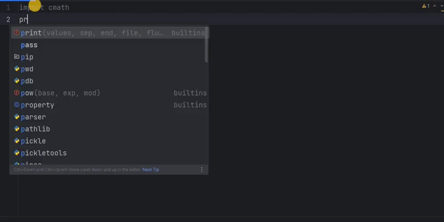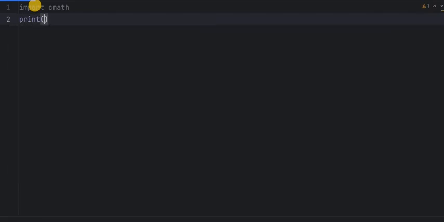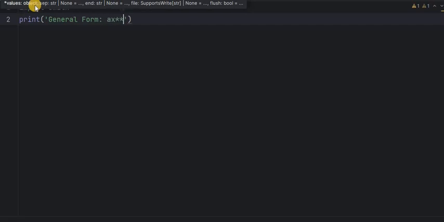The next thing is for us to represent the general form of every quadratic equation. So we have print, then we have general. This is the general form of every quadratic equation, and it is ax power 2 plus bx, then we have plus c, and this is equals to 0.